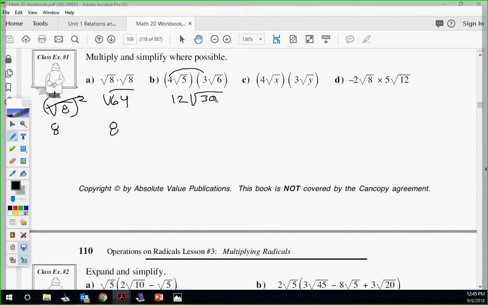Okay, this one. This is just making you follow your rules. Don't freak out because of the x and y. 4 times 3, 12, no problem. X times y is just xy. It's not a magic new number. It's just xy. Just show that you multiplied them. That's all you have to do.